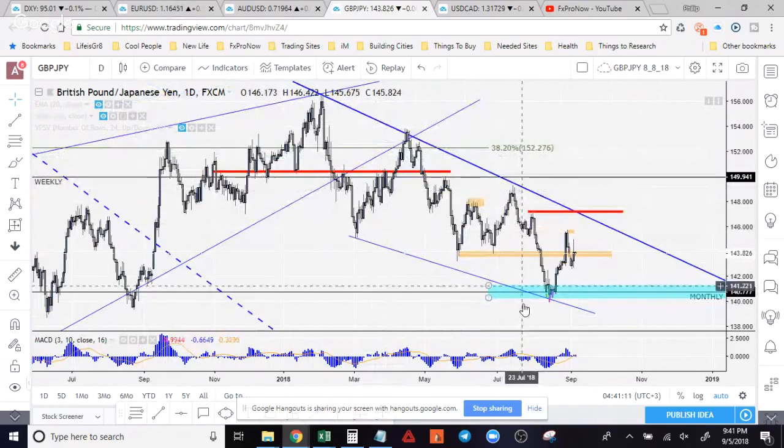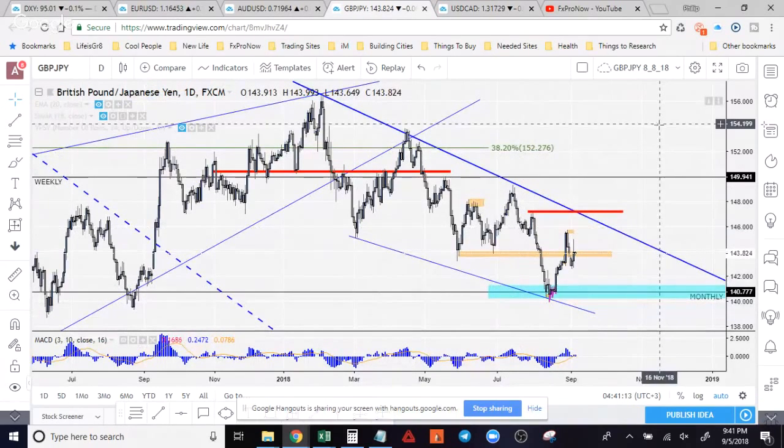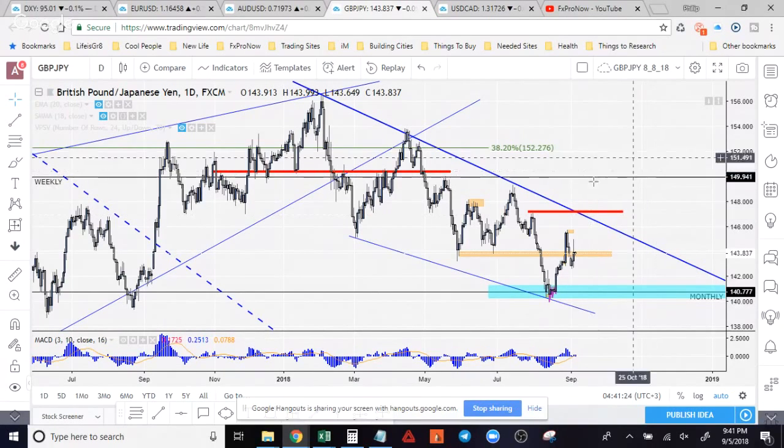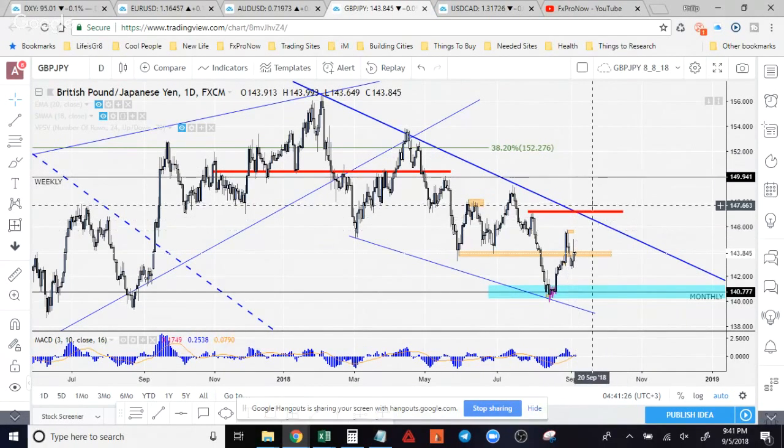So this is the seller's portion of the trend line. This is the buyer's portion of the trend line, right? Now, if price breaks this level of structure right here, that's a big, big deal. What that tells me is, hey, listen, there may be a big push to the upside, because for it to break structure over here is a big deal.